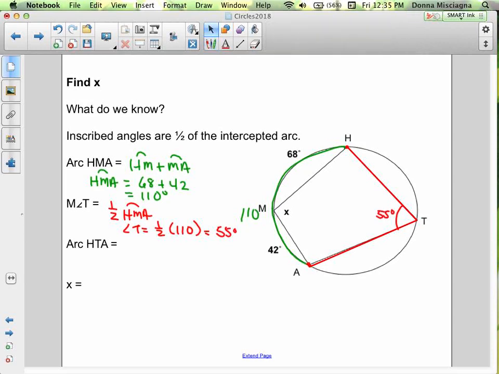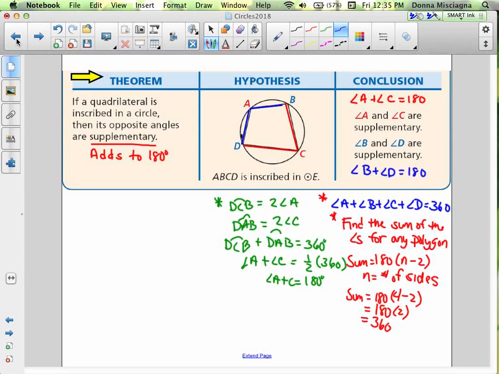Now, we just learned on the previous page that two opposite angles are going to be supplementary for an inscribed quad. And let's just point out where we learned that on the previous page. So if we look right back here, right, if a quadrilateral is inscribed in a circle, its opposite angles are supplementary. So they're going to add to 180.